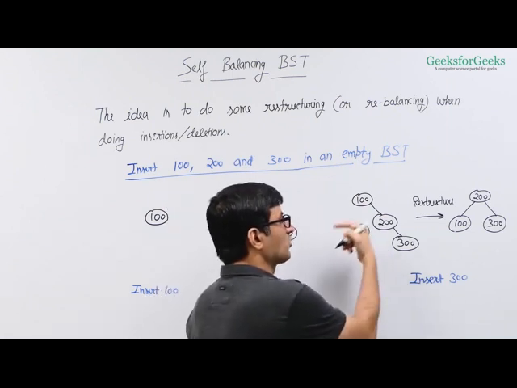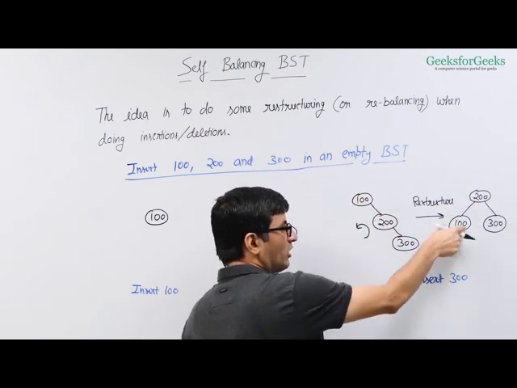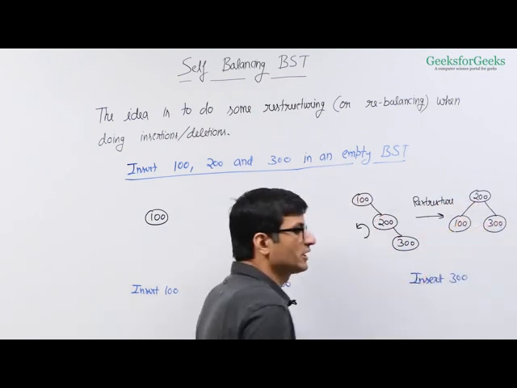Counterclockwise. You brought the 200 at the top, 100 on the left side and 300 on the right side.